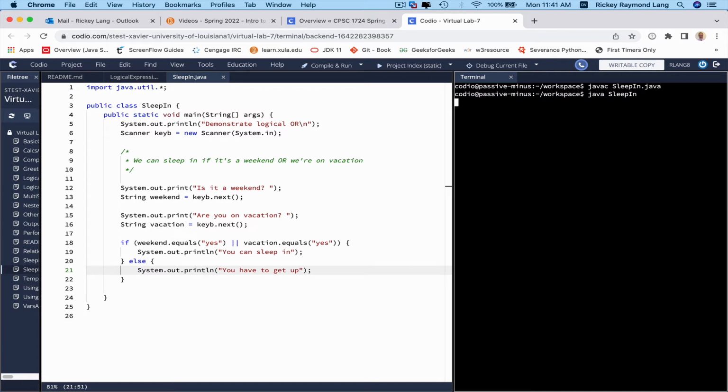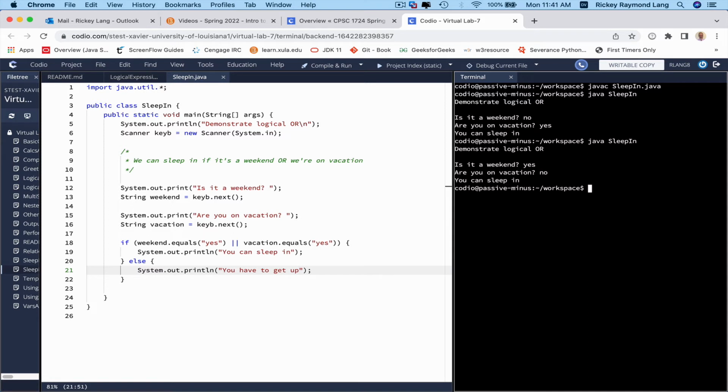And execute it. Is it a weekend? No. Are you on vacation? Yes. You can sleep in. Is it a weekend? Yes. Are you on vacation? No. You can sleep in. It doesn't matter which one is true and which one is false, so long as one of them is, because we've combined the conditions with or. That's those two vertical bars.